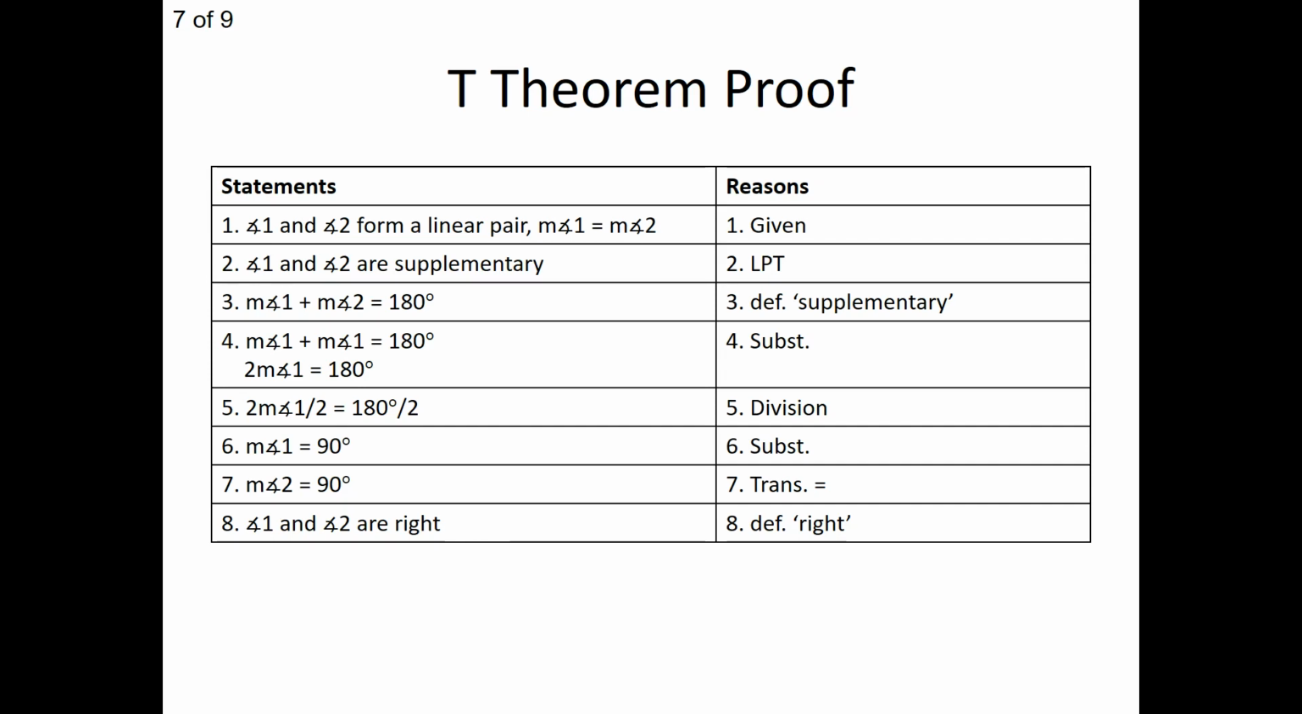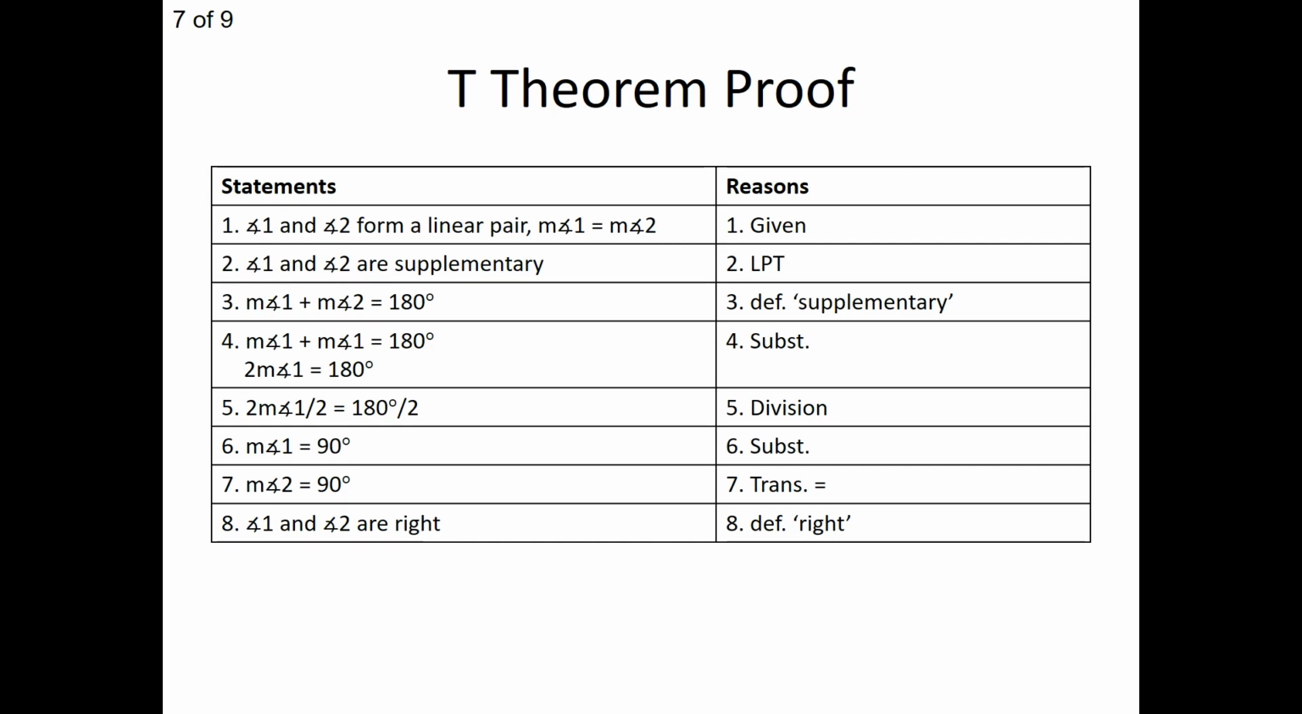So in statement 4, what I'm doing from statement 3 is I'm going to replace the measure of angle 2 with the measure of angle 1. I can do that because I know from my given that the measure of angle 1 is equal to the measure of angle 2. So my first statement in statement 4 is the measure of angle 1 plus the measure of angle 1 equals 180 degrees. That's substitution. But notice my second statement is me simplifying the equation. The measure of angle 1 plus the measure of angle 1 really is 2 times the measure of angle 1, and that equals 180 degrees. That is by substitution again. So again, I'm allowed to combine consecutive statements that use the same reason into the same line.